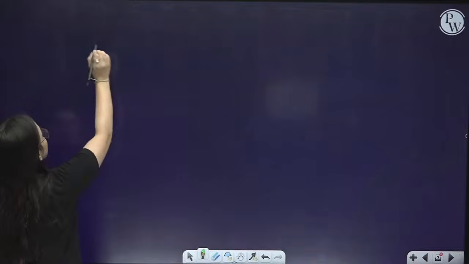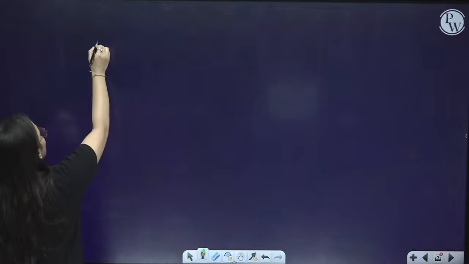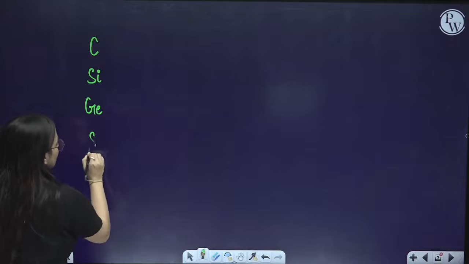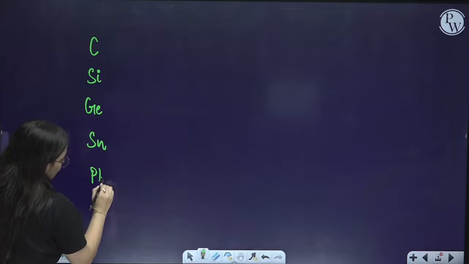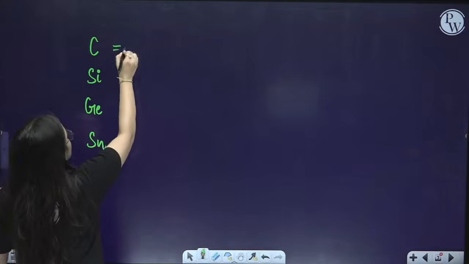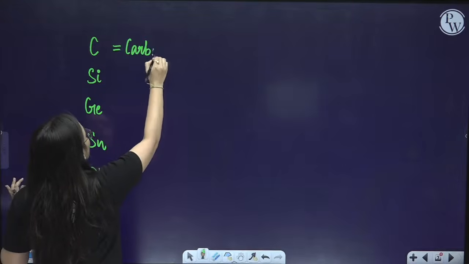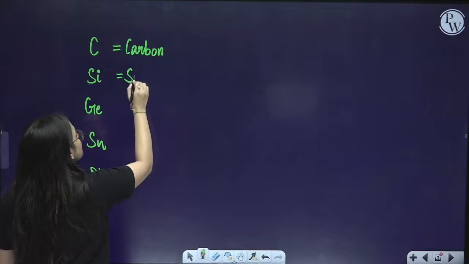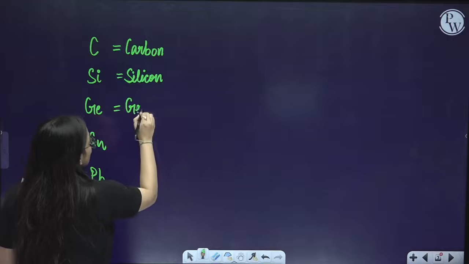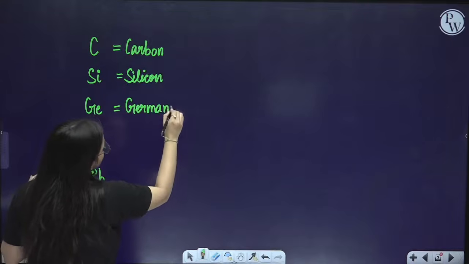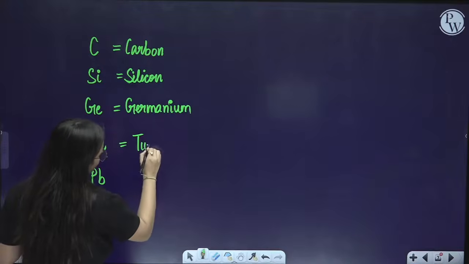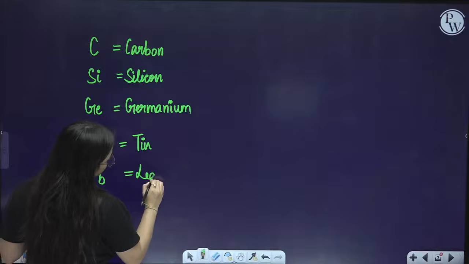So see students, let me tell you what are the members that are present in the carbon family. So that is carbon, silicon, germanium, tin and basically lead. These are the members that are present under carbon family. So C represents your carbon, Si represents your silicon, Ge represents your germanium, Sn represents your tin and Pb represents your lead.